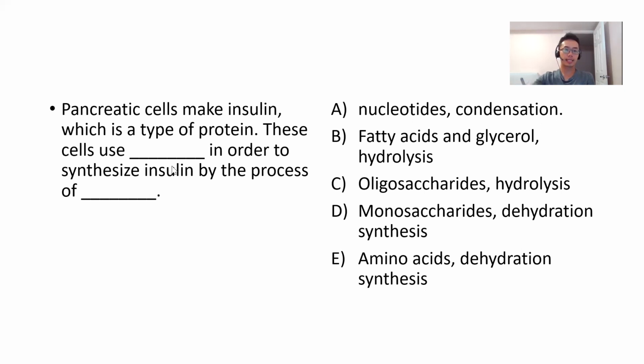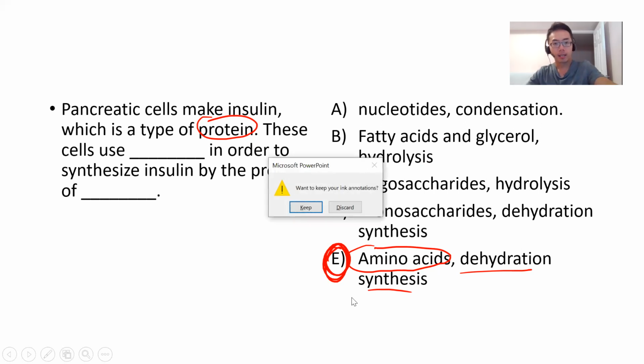Pancreatic cells make insulin, which is a type of protein. These cells use something in order to synthesize insulin by the process of something. So what are proteins made up of? Well, I told you, amino acids. We just did a bunch of questions related to proteins, and to join amino acids together, we use dehydration synthesis. So the answer is E. Monosaccharides are for making carbohydrates, and some of you chose B, fatty acids and glycerol. That's for making fats. So this is proteins. You need amino acids and dehydration synthesis.